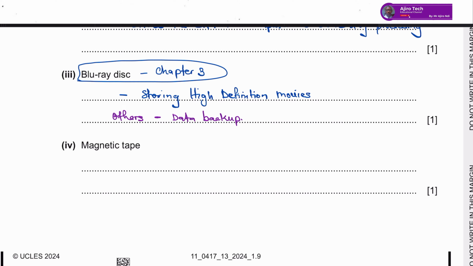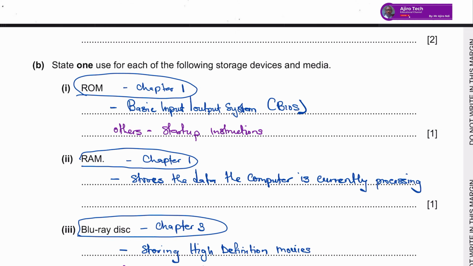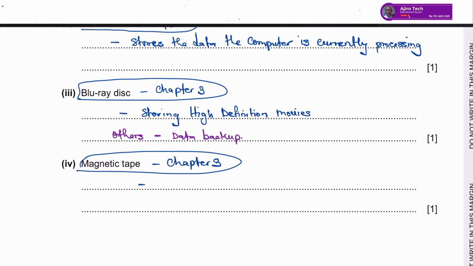Let's look at magnetic tape. This is also chapter 3. So for the magnetic tape, they are used for storing backup data.